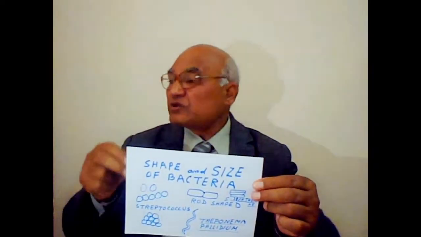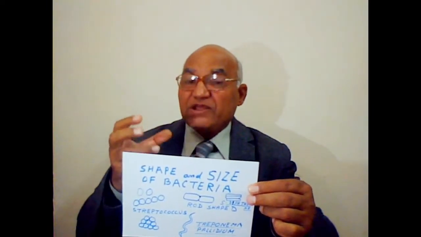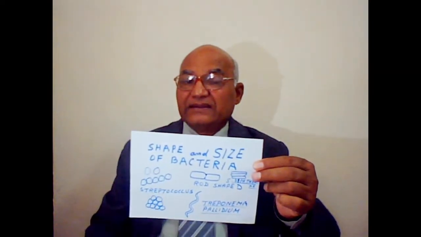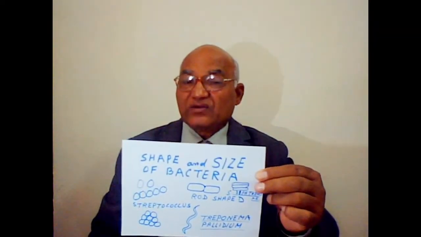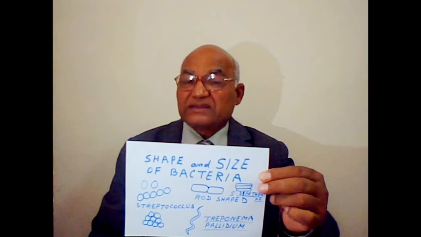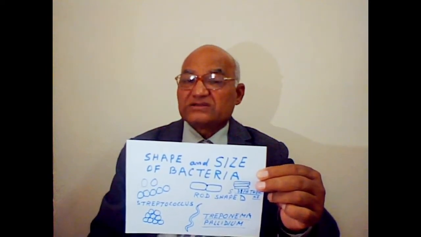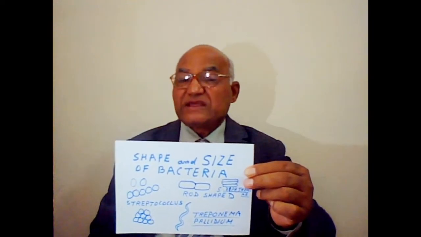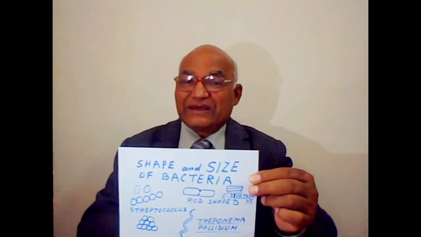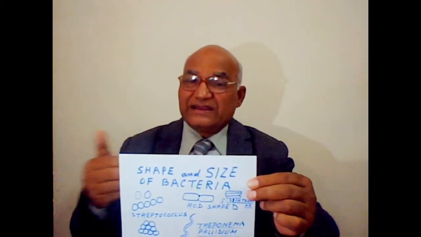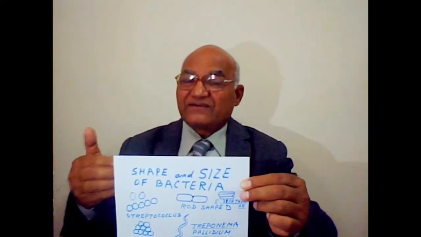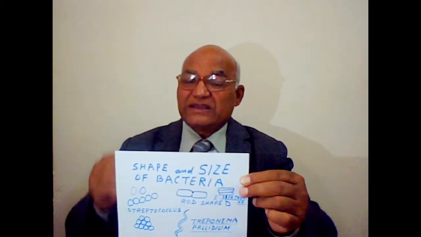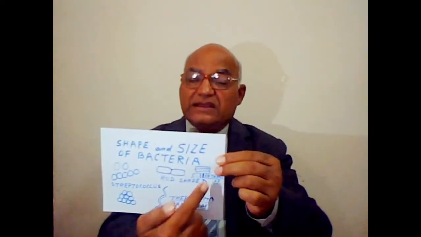Sometimes the cocci may also be arranged as if in bunches of grapes, and these are regarded as Staphylococcus. And Staphylococcus aureus is a very well-known bacterium. And sometimes they may be rods. The rods may be arranged linearly, one after one, as the cell divides, or they may be arranged one above another, as shown here.